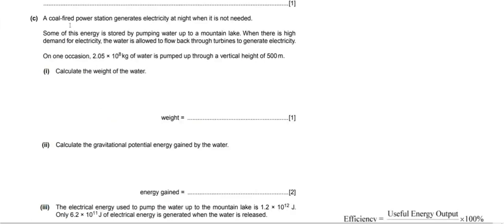The C part: the coal-fired power station generates electricity at night when it is not needed. Some of this energy is stored by pumping water up to a mountain lake. Then when there is a high demand for electricity, the water is allowed to flow back through the turbines to generate electricity.